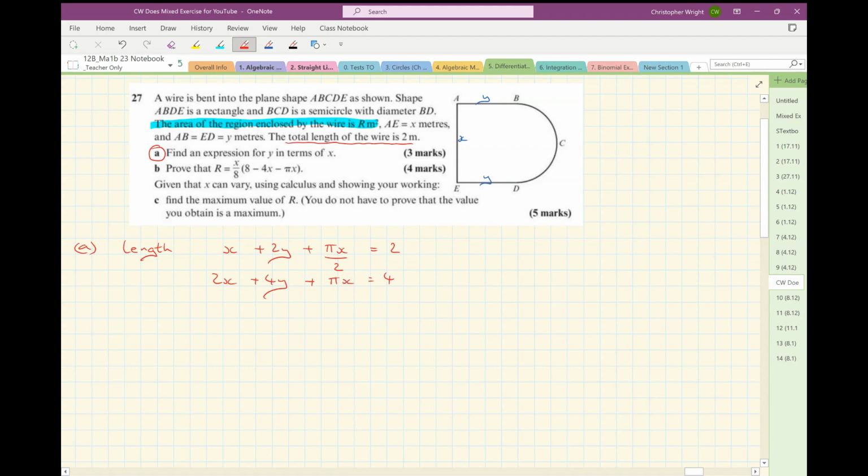Okay, now I need to find an expression for y in terms of x. So I'm just simply going to make y the subject of this. So that's going to be 4 minus 2x minus pi x. Now I'm going to divide everything by 4, which gives me 1 minus a half x minus pi over 4 x. And there is an expression for y in terms of x.